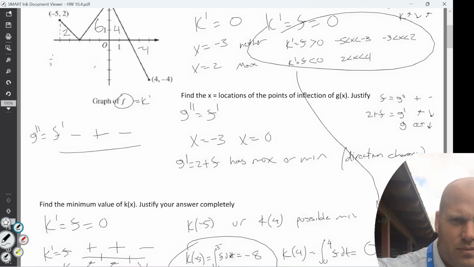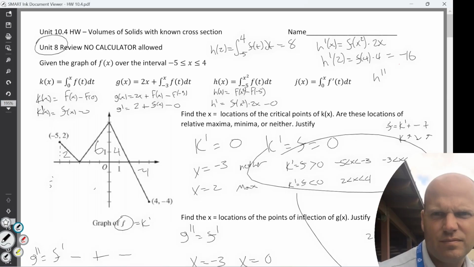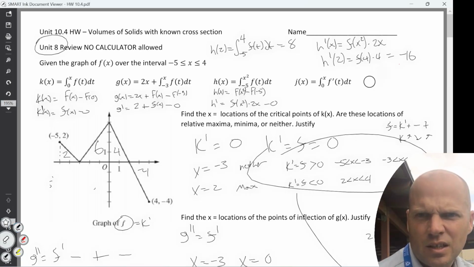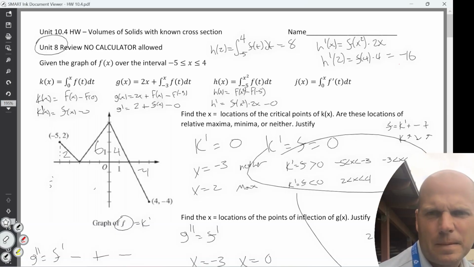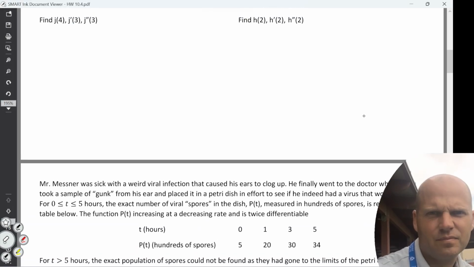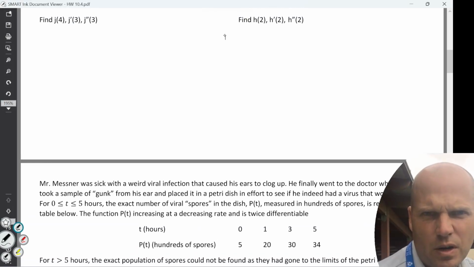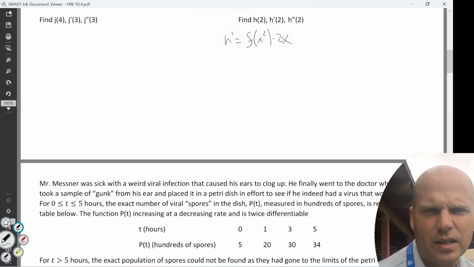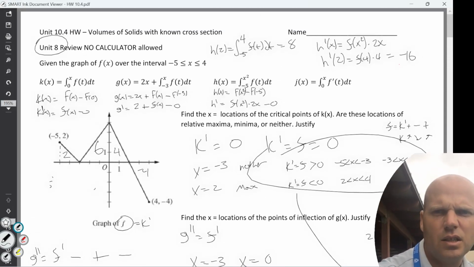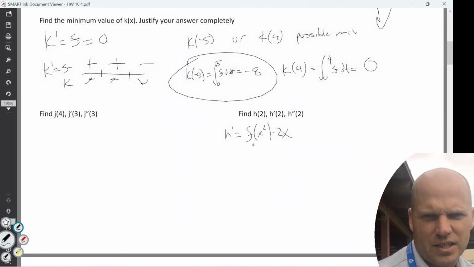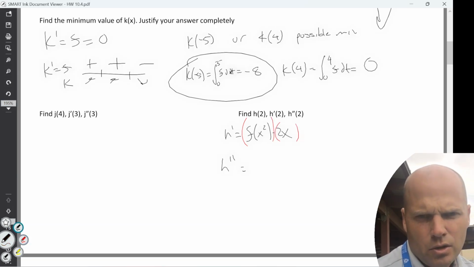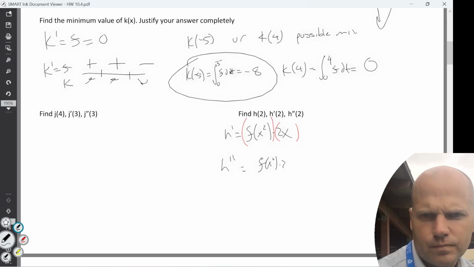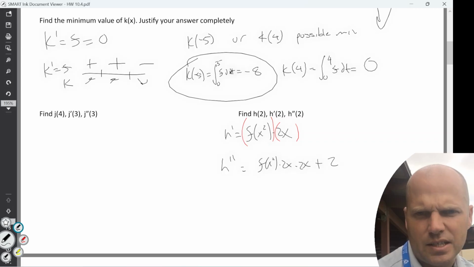H double prime, that sucks. I don't want to do that. But we'll do it. I'll write it down here. If H prime equals f of x squared times 2x, right? Watch this. H double prime. Product rule. None of you are getting this right. You got to pay attention to all the details. Slopes of the first times the second plus the slopes of the second times the first.